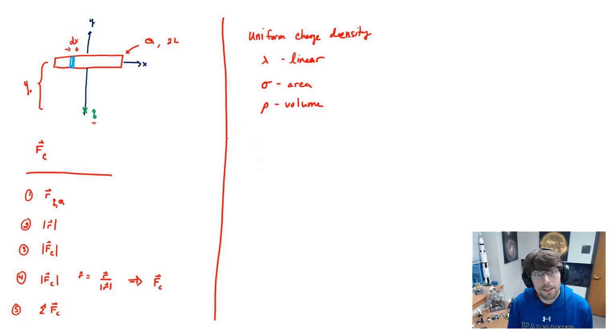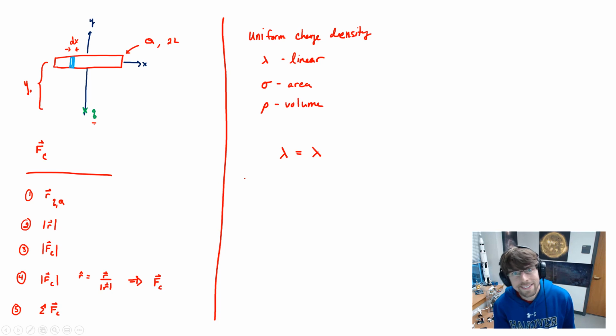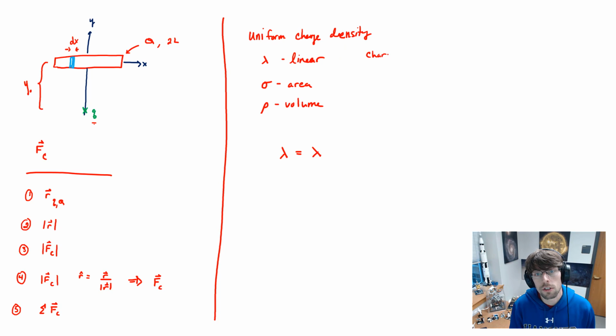Now, the fact that it's a uniform charge density means I can say lambda is equal to lambda, kind of the most unhelpful math equation that we could write. And let's think about this. What this really means is charge per unit length. So over here on the left-hand side, I can say the total charge of the bar divided by the length of the bar, 2L. And over here on the right-hand side, I'll say that there's this infinitesimally small charge associated with this infinitesimally small length of the bar.